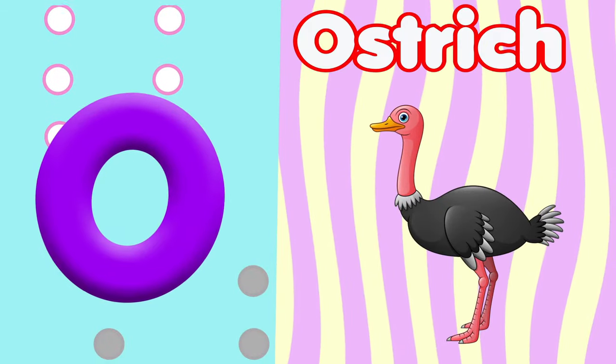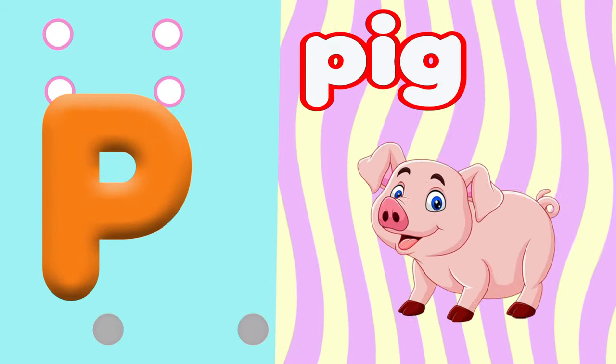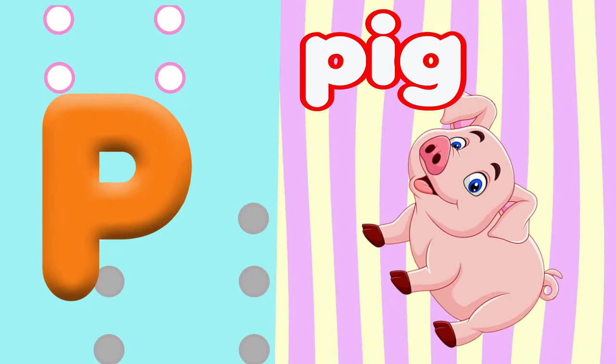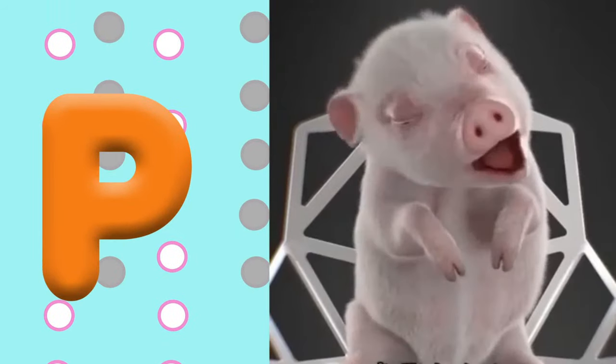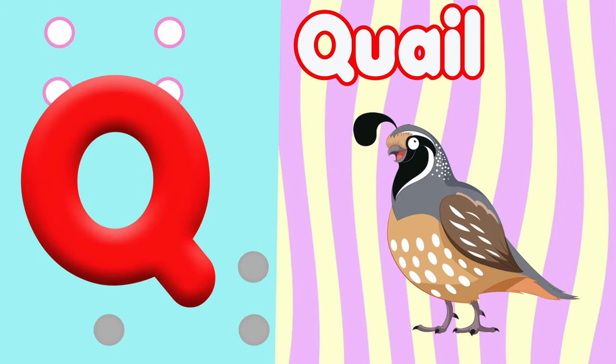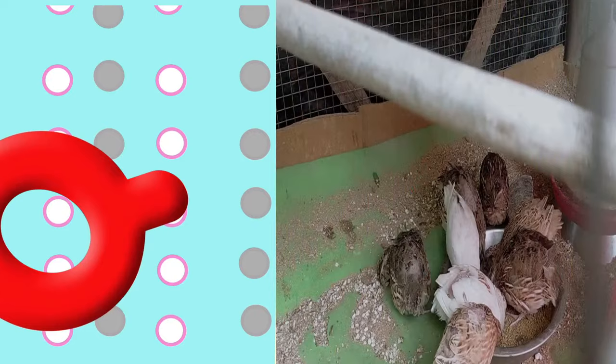O, o, ostrich. O, ostrich. P is for pig. P, p, pig. Q is for quail. Q, q, quail. R is for rhino.